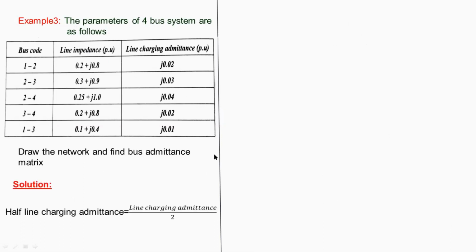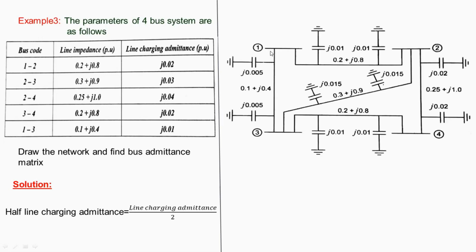Before drawing the diagram, note the line charging admittance values are given. In the case of a transmission line, you want the half line charging admittance, so you divide the admittance value by 2. You get the half line charging admittance, equal to the line charging admittance divided by 2. That value will be substituted in the equivalent circuit diagram. The equivalent circuit becomes as follows.